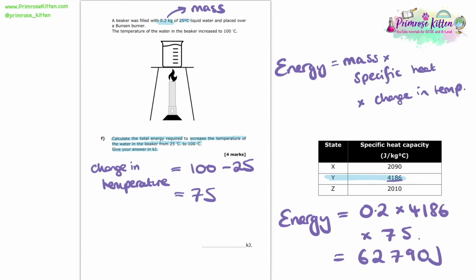Now, popping that into the calculator now, I get 62,790 joules. However, this question is asking for the answer in kilojoules, isn't it? So we need to know that we can convert from joules to kilojoules simply by dividing through by 1,000. And so that's exactly what we do here. And we get 62.79 kilojoules.